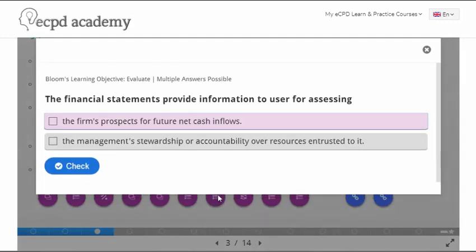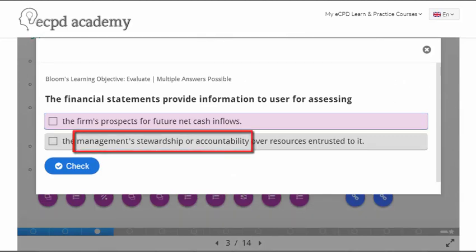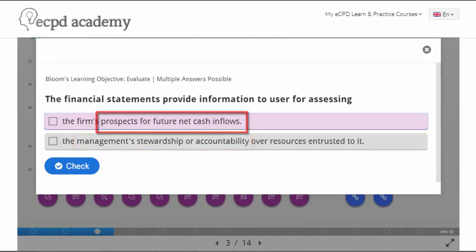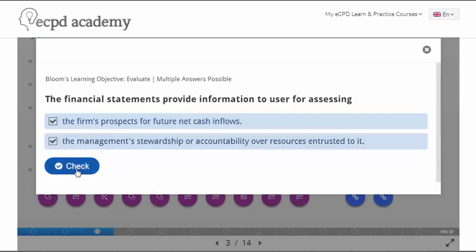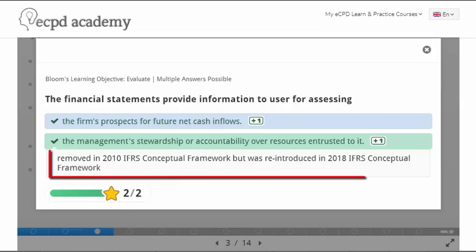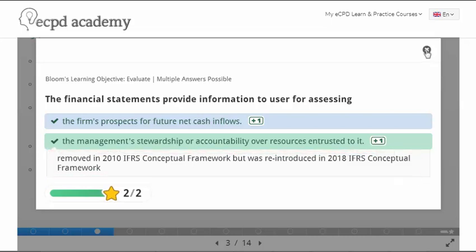The question stem asks whether the financial statements provide users information for assessing either management accountability or cash flow prospects or both. Again, we at eCPD Academy could have simply stated this as a lecture note, but we know you would learn better if you evaluate them yourself. So pause for a bit and decide your answer. Ready? Let's check the answer. Well done if you pick both choices. However, if you did not pick management stewardship, you would have been right before the 2018 IFRS conceptual framework.